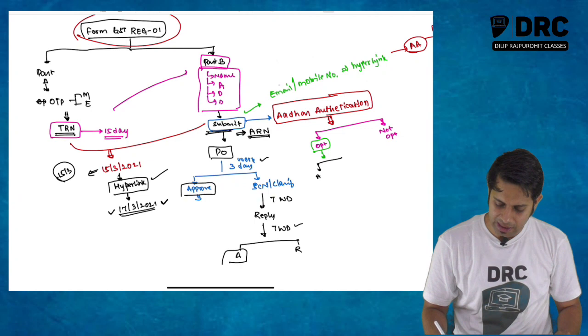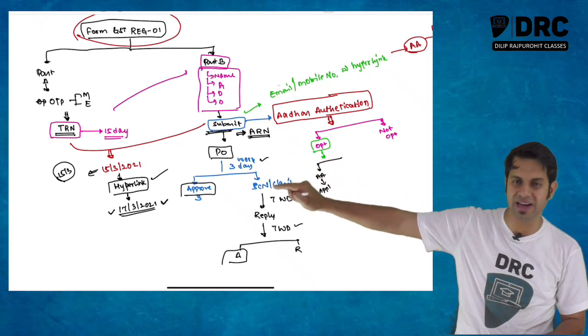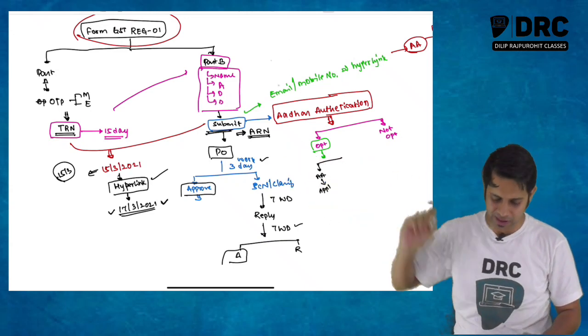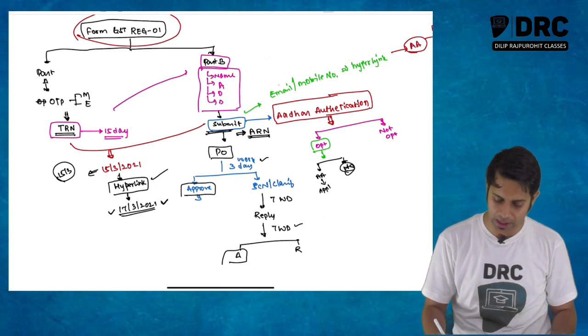Normally the date when Aadhaar authentication is done, that date the application will be treated as submitted, and from that date this procedure of 3 days, 7 days, etc. will start. 3 working days, 7 working days will start. Now what if I don't do Aadhaar authentication? I don't opt for Aadhaar authentication.